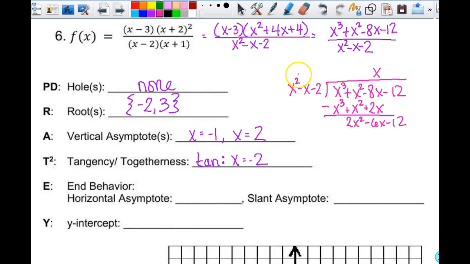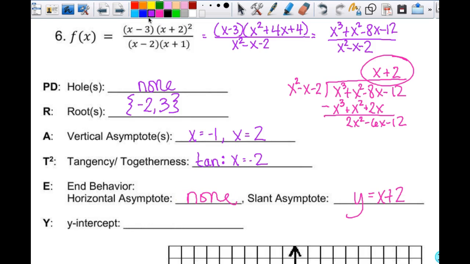X squared divides into 2x squared a positive 2 times. Guess what? The rest doesn't matter, because once I multiply this back together and subtract, I'm going to have something else that's my remainder. Do I care about my remainder? No. So once you get a line up here and you're done, you don't even have to multiply. You don't have to do the whole thing. And that's your slant asymptote, y equals x plus 2. And there was none for the horizontal asymptote.